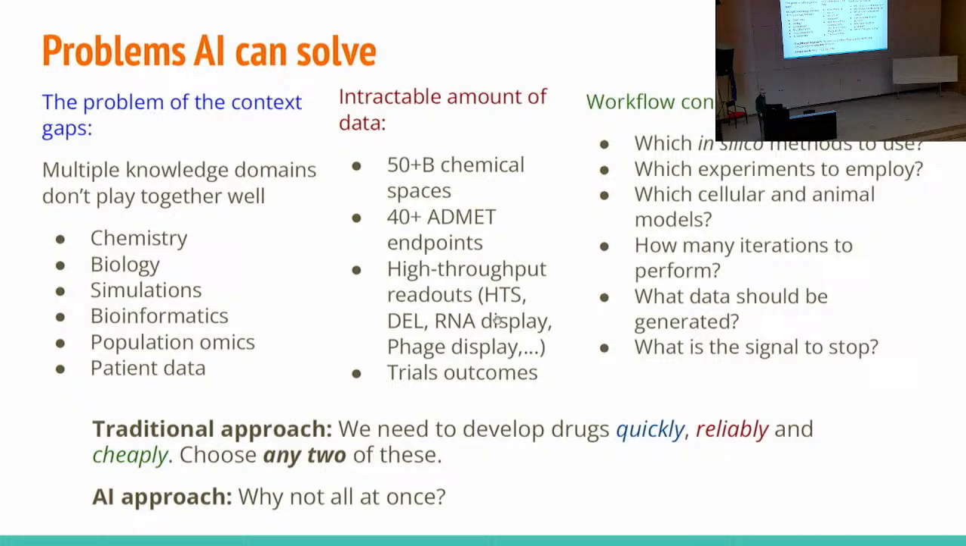So in the traditional approach, you are forced to choose between doing this quickly, reliably, and cheaply, and you can only choose two of them. And with AI, the bright promise is that you can do this all at once. It doesn't work like this yet, but there is hope.